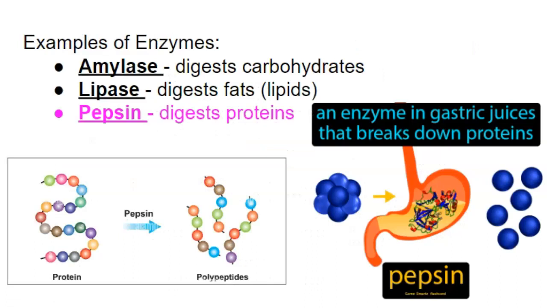We know pepsin. Pepsin's in our stomach, digests proteins. That one you can remember because pepsin and protein both start with the letter P. We know that the building block of proteins are amino acids. You'll see in this picture, it doesn't quite break them down into individual amino acids. There's actually some other enzymes that help it do that later on.